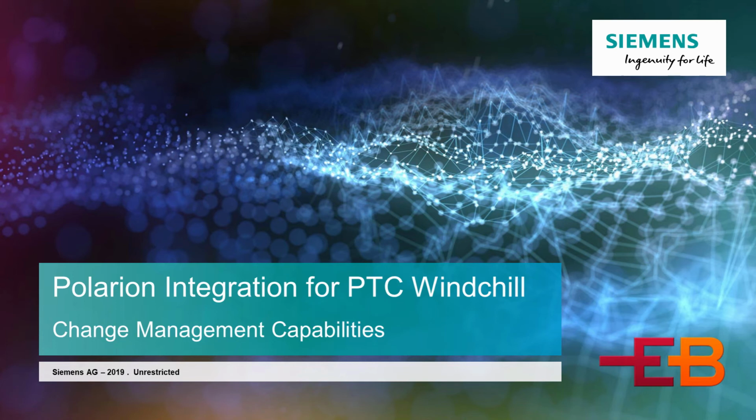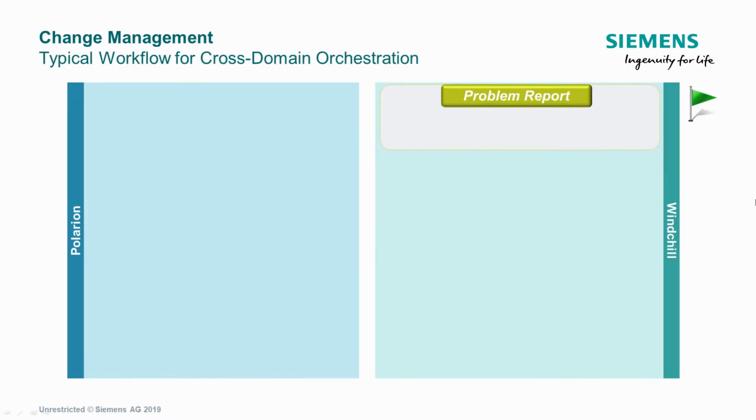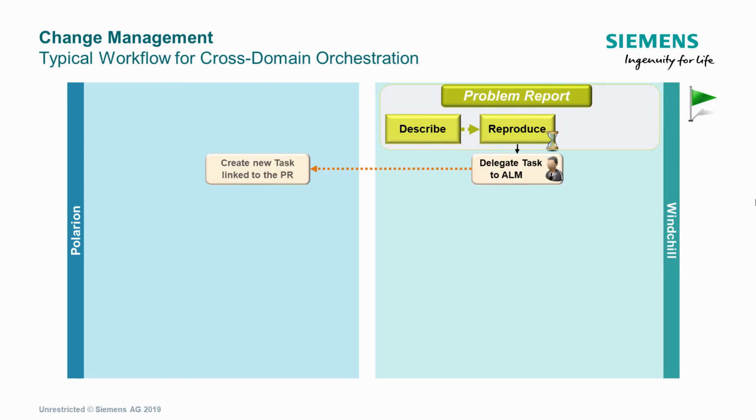Hello. Today we're going to talk about the change management capabilities of the Polarion integration for Windchill. The integration will allow you to orchestrate the change management process between Windchill and Polarion by delegating tasks from your Windchill workflow to the Polarion team. This delegation mechanism can be plugged into any activity of the workflow. For a problem report, it could be plugged in on the reproduce task.